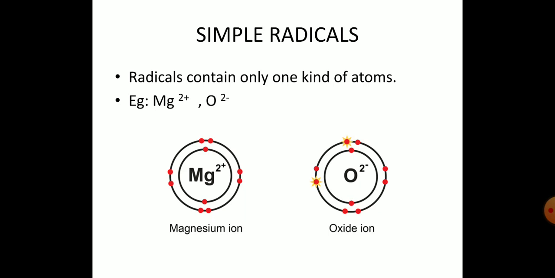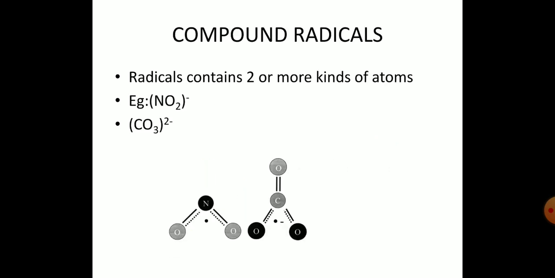Then coming to oxygen, we are gaining 2 electrons more, so 2 negatively charged electrons are gained, and that is why it is 2 minus. So that is a simple radical. In the other case, we have compound radicals, which have 2 or more kinds of atoms.